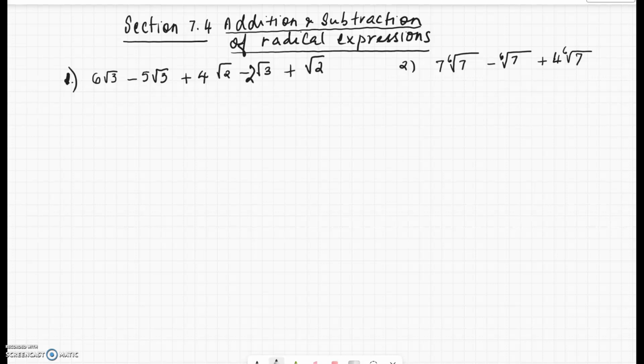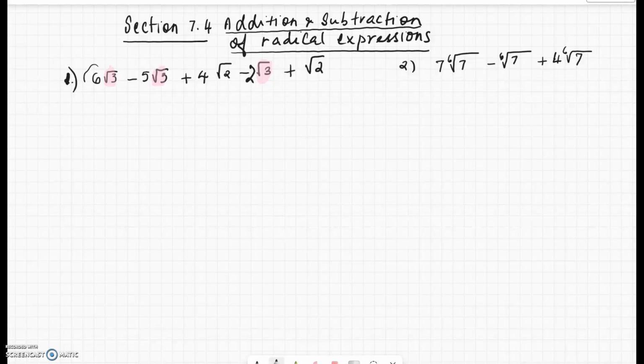Now earlier in 7.3, we were multiplying and dividing radical expressions. Here we're going to add and subtract radical expressions. So let's look at this. Now look for terms that are similar. We have 6 radical 3, negative 5 times radical 3, negative 2 times radical 3. Combine all the radical 3's.